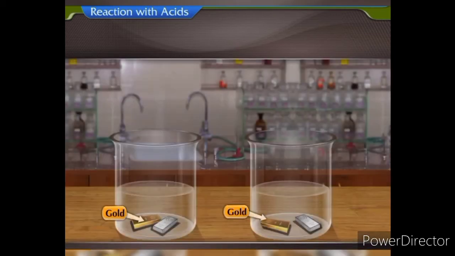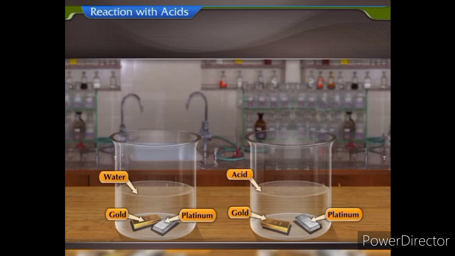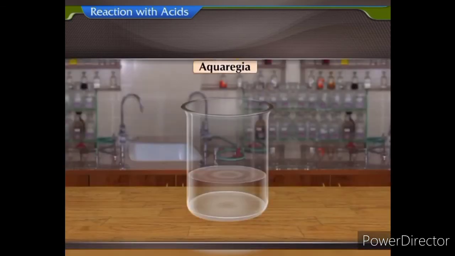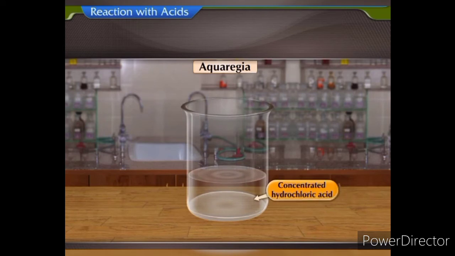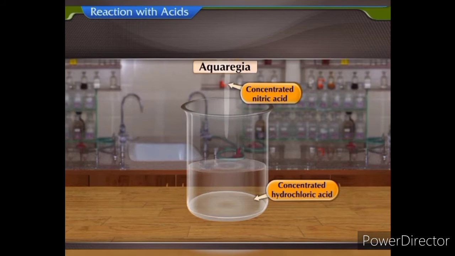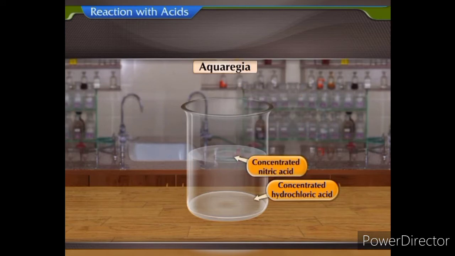We know that gold and platinum do not react with water or any acids. They can be dissolved in a highly corrosive and fuming liquid called aqua regia. Aqua regia is a freshly prepared mixture of 3 parts of concentrated hydrochloric acid and 1 part of concentrated nitric acid, the ratio being 3:1.